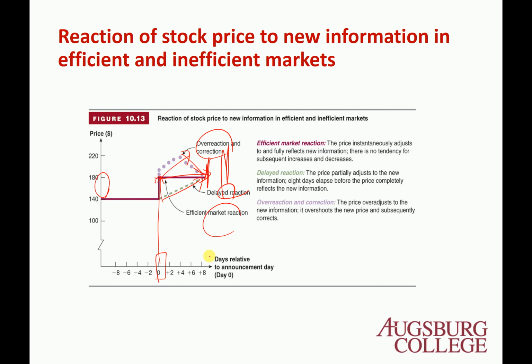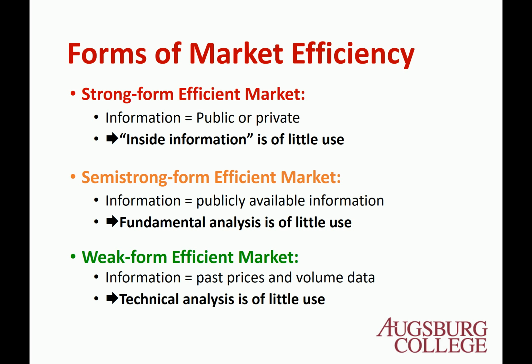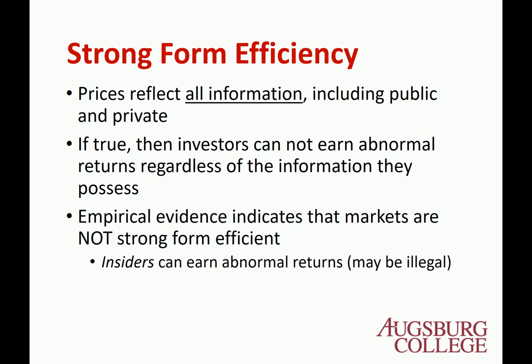Long term, like after 8 days here, about a week, the market gets efficient, but you actually have an opportunity to get excess returns because those timing markets are not efficient. So there are 3 different forms, or levels, of market efficiency: strong, semi-strong, and weak. We're going to look at them one by one. The first one is the strong form efficiency.